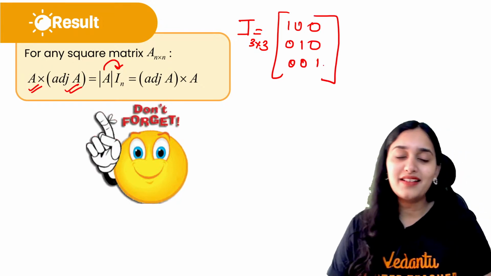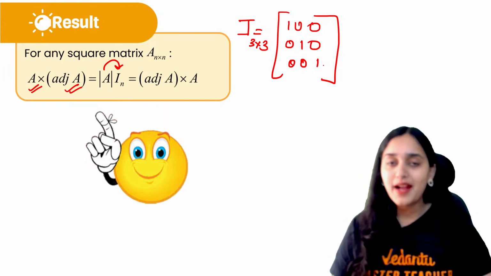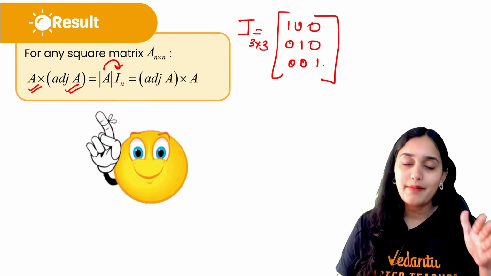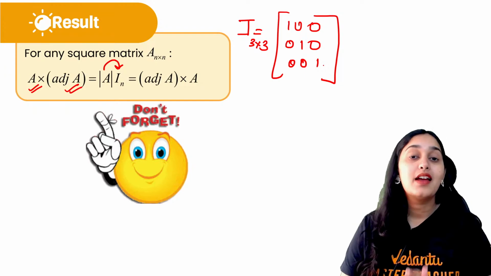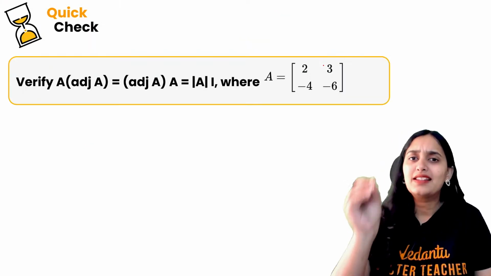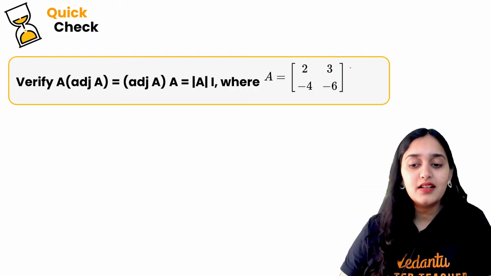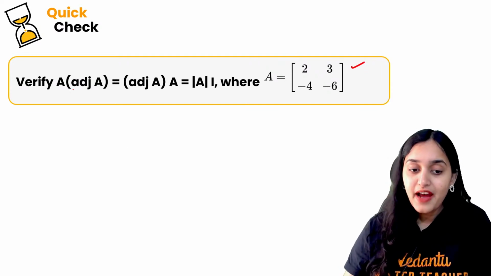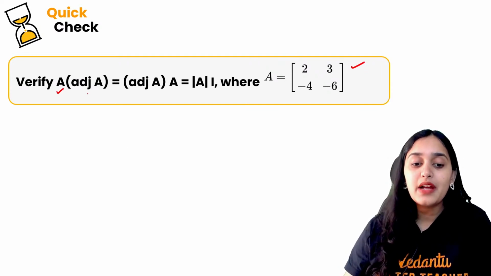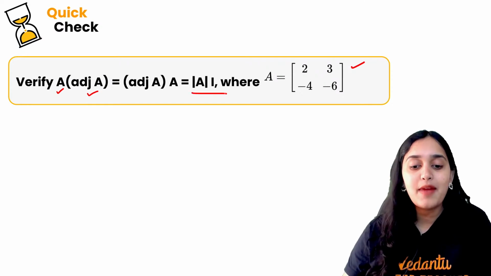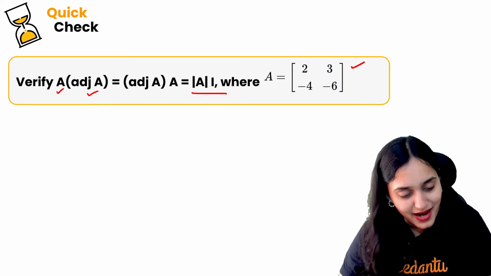Remember, the determinant times the identity matrix is the same as the matrix multiplied with its adjoint. Okay, let's prove it with a matrix. Verify that matrix times adjoint of the matrix is the same as determinant times the identity matrix.